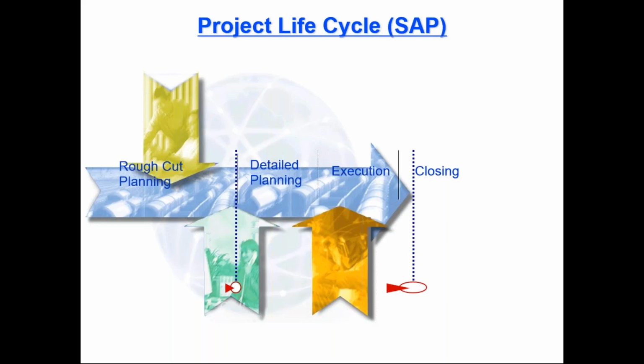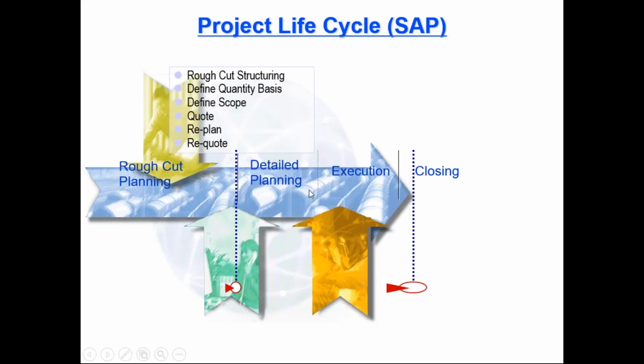So when I'm saying rough cut planning, let's say if it is an investment project, in that case you are creating a proposal, you are creating an appropriation request, and it is going for further approvals, right? And once it is approved, when you are going for the detailed planning, then you will enter the next phase.